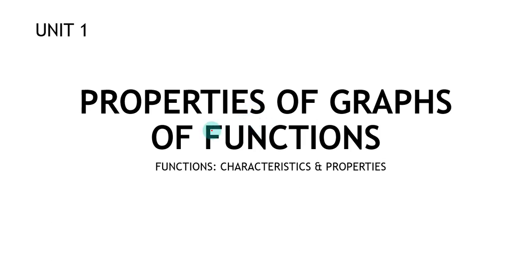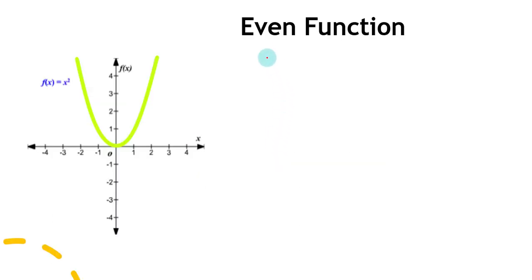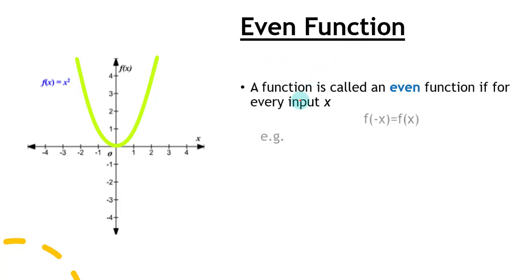Hello and welcome to another lesson on functions. In today's lesson we will talk about properties of graphs of functions. So let's talk about what an even function is. An even function is simply a function in which, when you replace x by negative x in your function, you get your original function back. Then you say that your function is an even function.